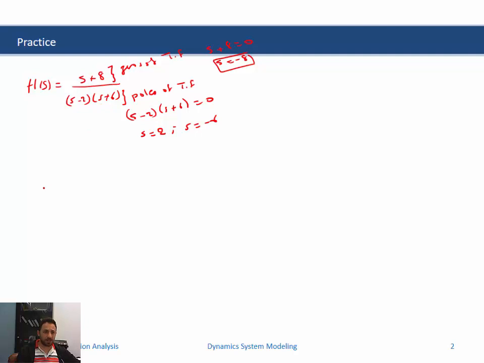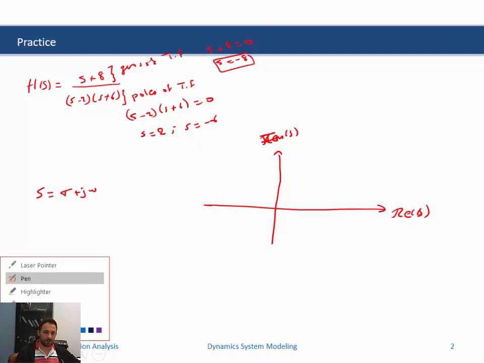Now remember that s has been defined previously as a complex frequency, and it is in the following form: real part plus imaginary part. Thus we could plot those zeros and poles on a complex plane, in which this is the imaginary axis of s and this is the real axis of s. We will denote the zeros by a circle and the poles by a cross.